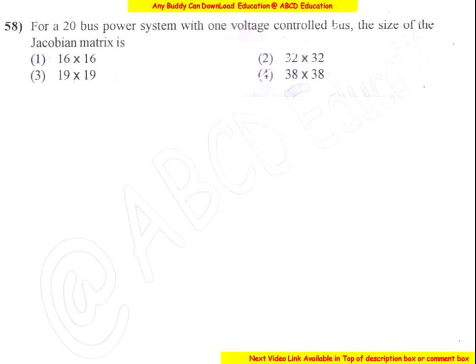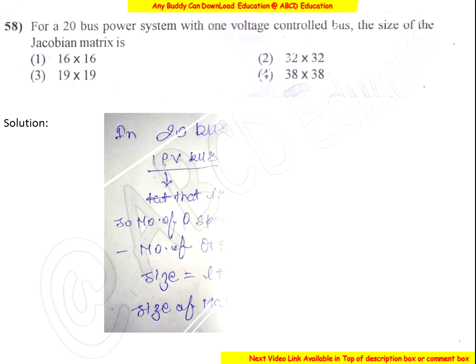Now come to question number 58. For the 20 bus power system with one voltage control bus, the size of the Jacobian matrix is. These are the options. Now come to the solution.